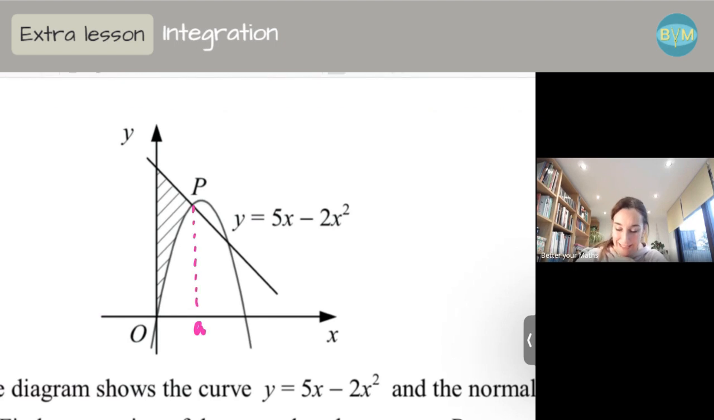What can I find? So always think this is an integration question. So if I integrate my graph, I'm going to find this area. So how can I find the gray area instead of that one? Because I don't want that one.